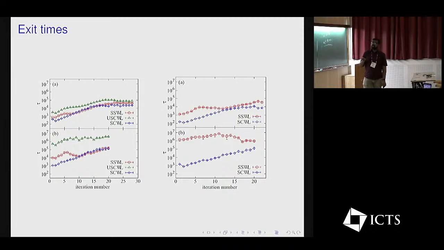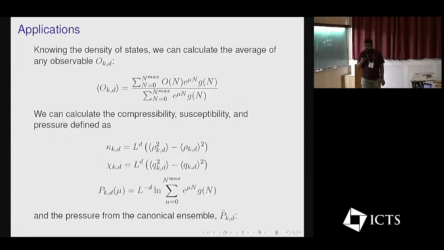And here on this side, we have the 1NN model. And here we have the 2NN model. In both models, you can see that the blue curve is the lowest compared to the red and the green curves. That also shows that the convergence of the density of states to the actual density of states is pretty good for the strip cluster algorithm. So there are some applications we can do using the strip cluster algorithm for these models.